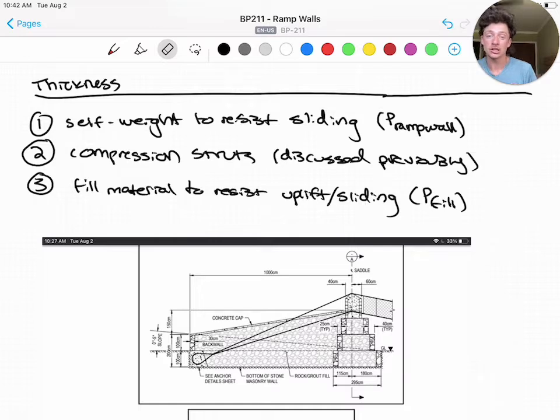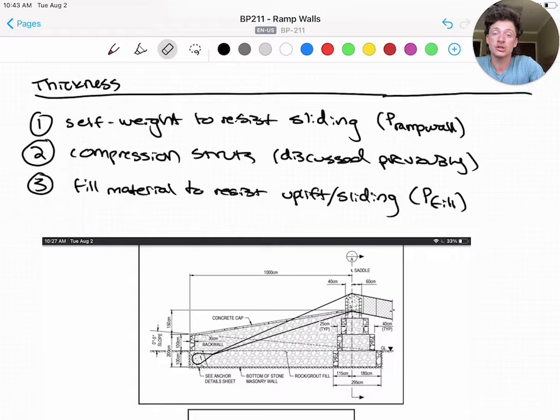Two, they serve as compression struts that transfer cable forces from the anchor to the tiers and foundation and tower structure, which we discussed in the previous set of lectures. And three, they contain a fill material, so are almost a formwork for the fill material to further resist uplift and sliding. Now, item 3 we'll address in more detail. Item 2 is discussed previously, and item 1 is also addressed in the advanced stability checks when we talk about how to calculate the self-weight of the ramp walls.